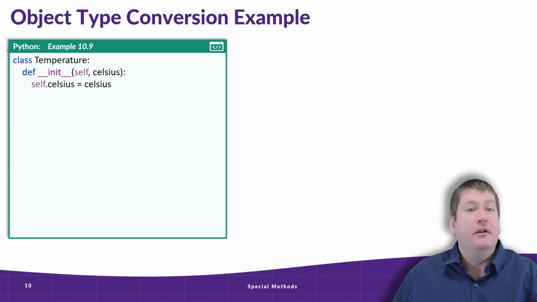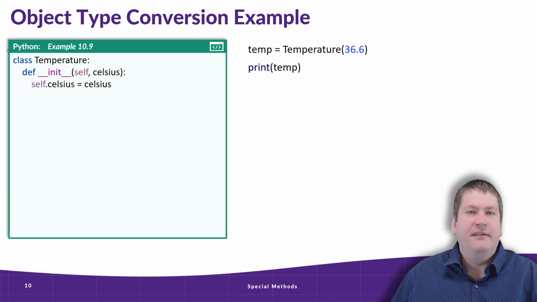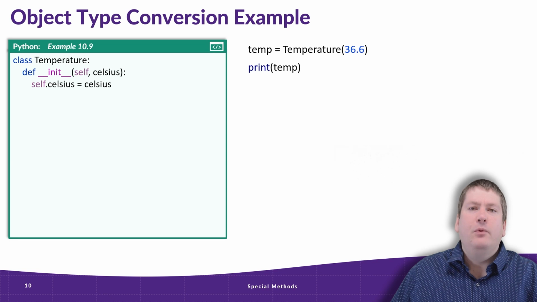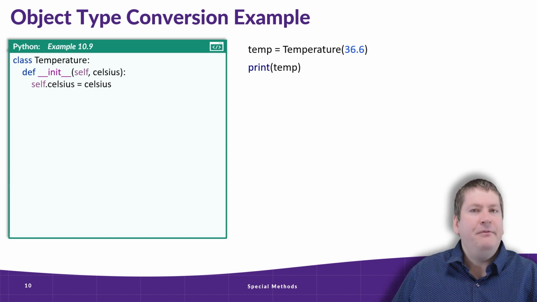Here we have a class called temperature. And what this simply does is it stores the temperature in degrees Celsius. And it stores this in an instance attribute called Celsius. But what happens if we were to try to print an instance of this class? For example, what happens if we make an instance of the class for the value 36.6? Presumably this is degrees Celsius. And we store a reference to this instance in the variable temp.